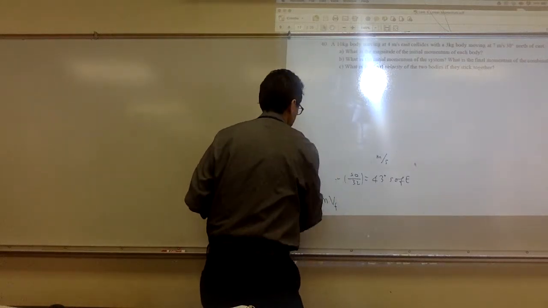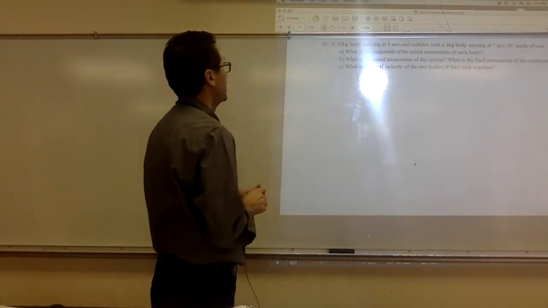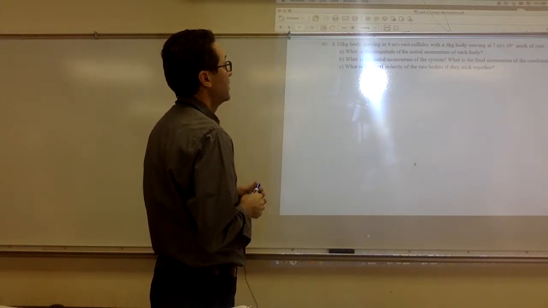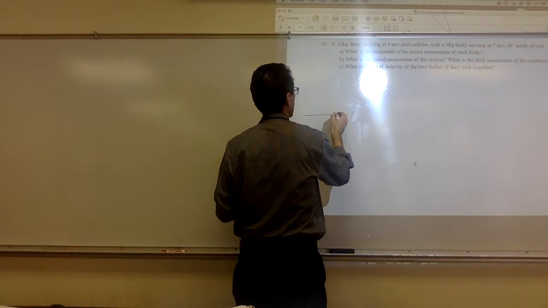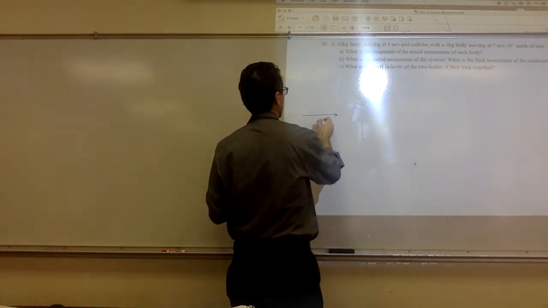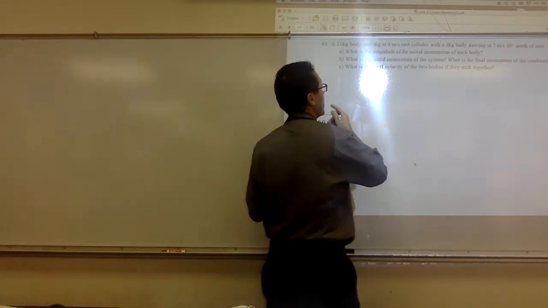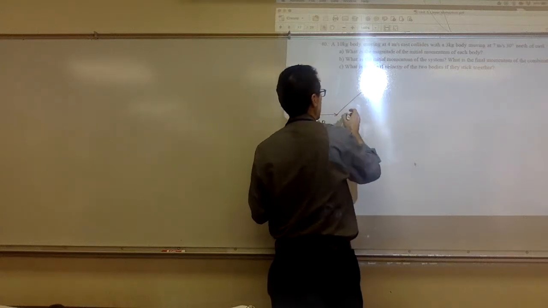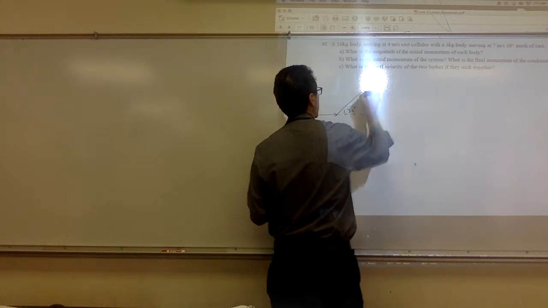All right, number 40. A 10 kilogram body moving at 4 meters per second east collides with a 3 kilogram body going at 7 meters per second north of east. Okay, so let's see how we can draw this. The first one is going east and it has a momentum of 40. It collides with a 3 kilogram object moving at 7 meters per second in this direction here. This angle here is 30 degrees. The momentum here is 21.